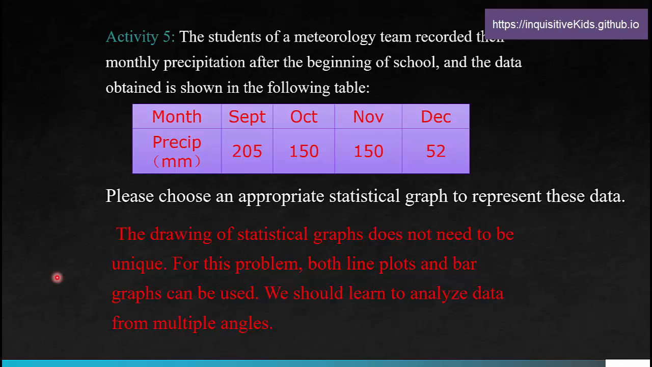Activity 5. The students of a meteorology team recorded their monthly precipitation after the beginning of school, and the data obtained is shown in the following table. Please choose an appropriate statistical graph to represent these data. The drawing of the statistical graphs does not need to be unique. For this problem, both line plots and bar graphs can be used. We should learn to analyze data from multiple angles.